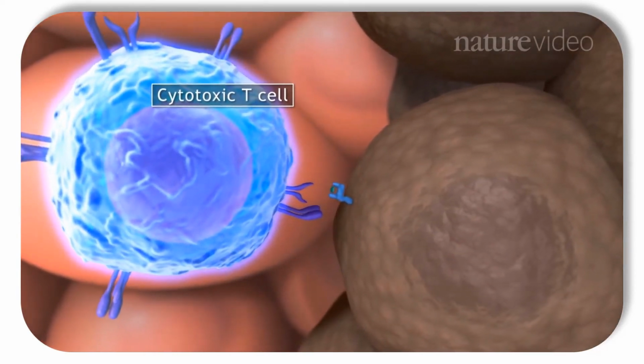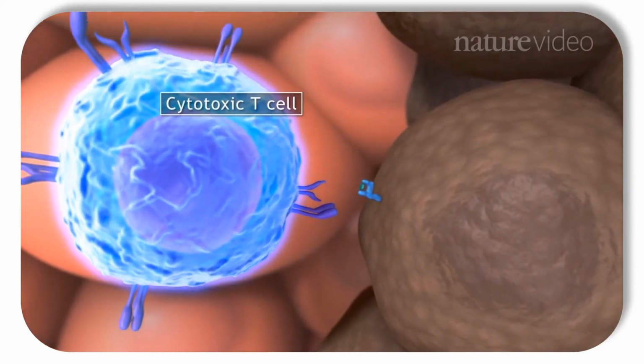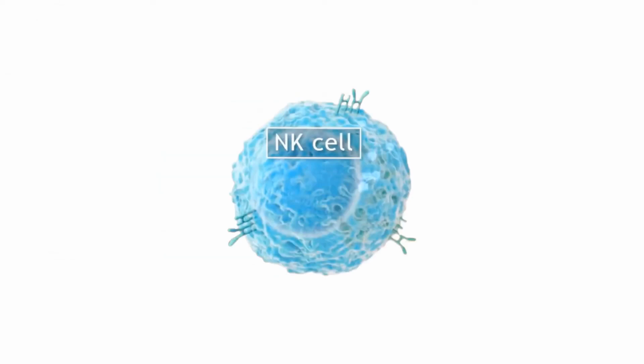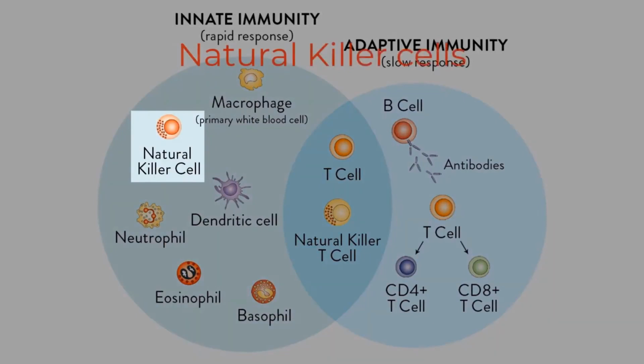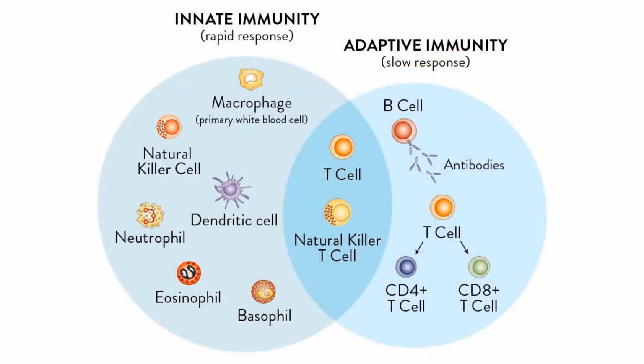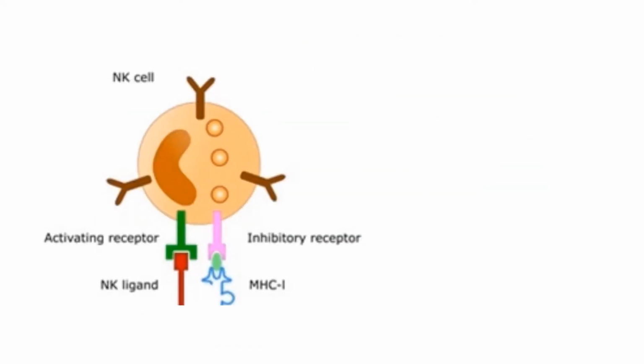How is the immune system able to kill cancer cells without antigen presentation? The answer lies with natural killer cells. Natural killer cells are part of the innate or primitive branch of the immune system. This means that they are not specific to one type of antigen, and natural killer cells do not examine the antigen on MHC1. Natural killer cells have two receptors on their cell membranes, the activator receptor, or NKG2D, and a suppressor or inhibitory receptor, or KIR.